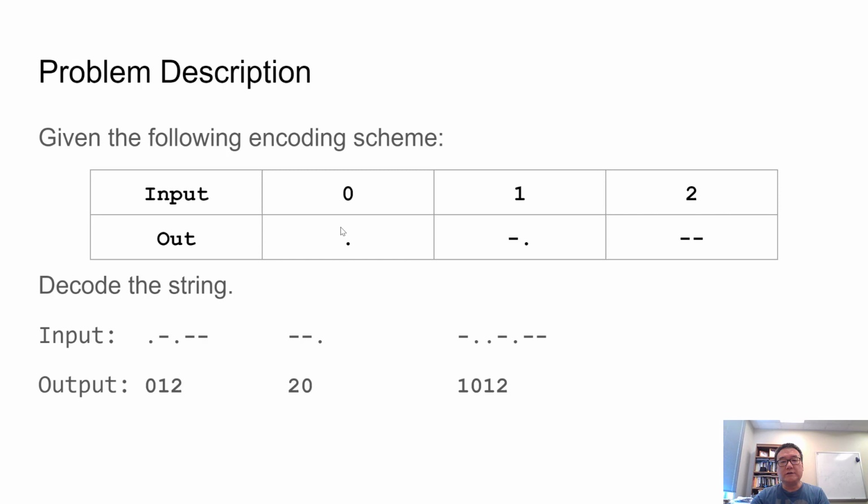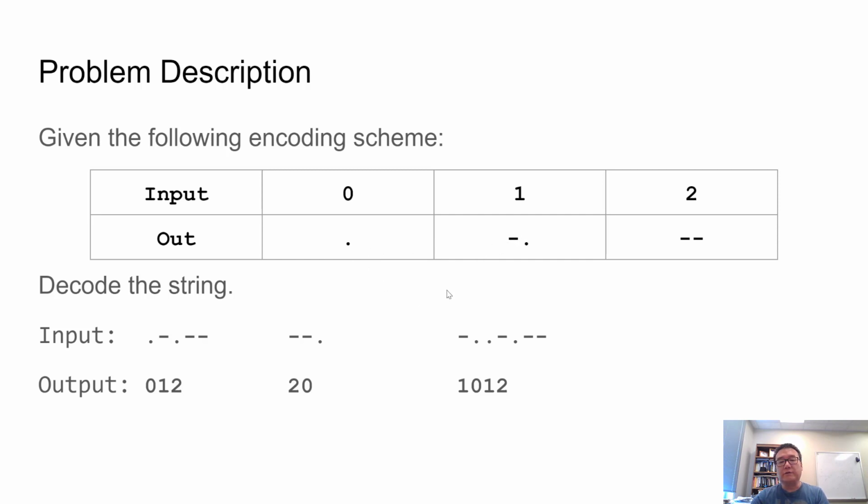One challenge, one aspect that makes this problem challenging, is the encoded length for each input character is different. So the 0 is encoded into a length 1 string, and 1 and 2 are encoded into length 2 strings. So this creates a number of issues. First, do we know, given a string, there's a unique way to decode? And the answer is yes, because none of these is a substring or a prefix of another.